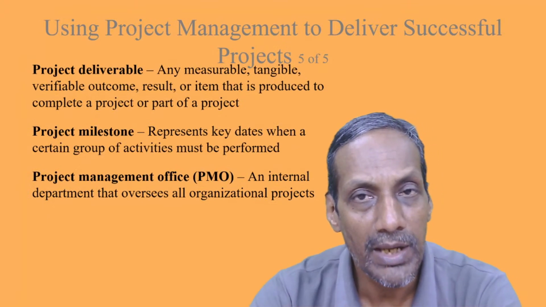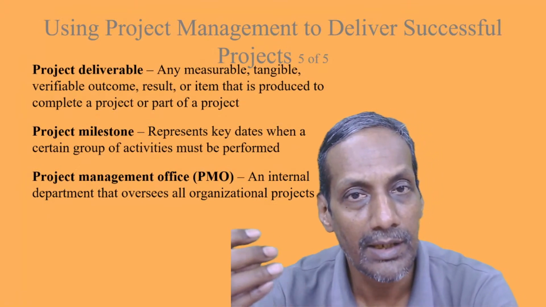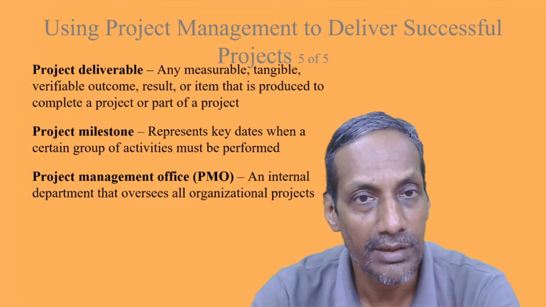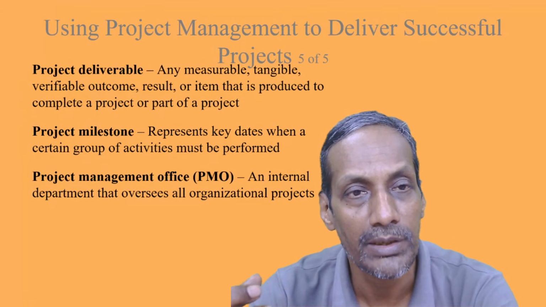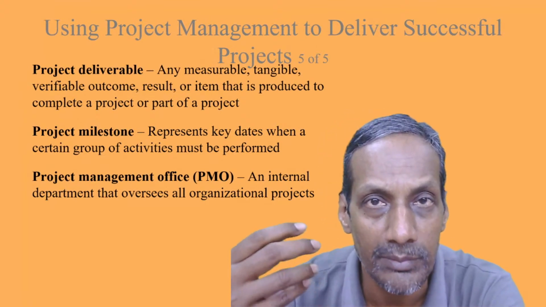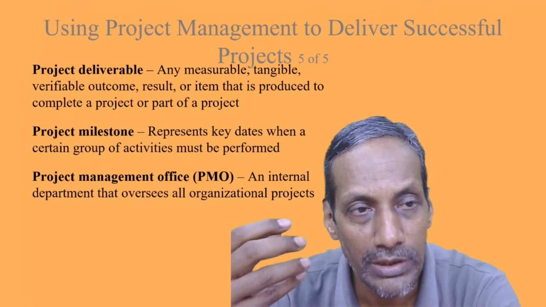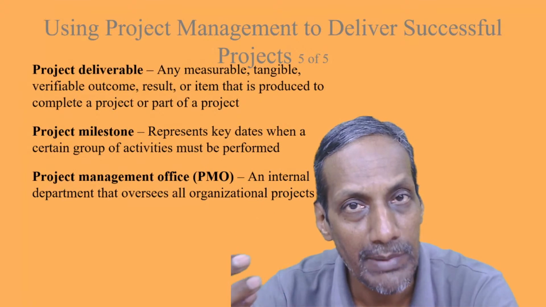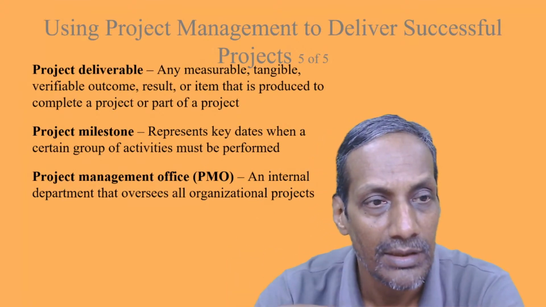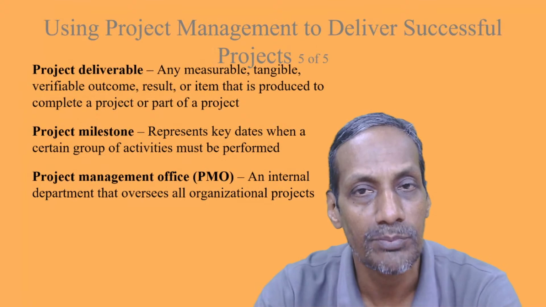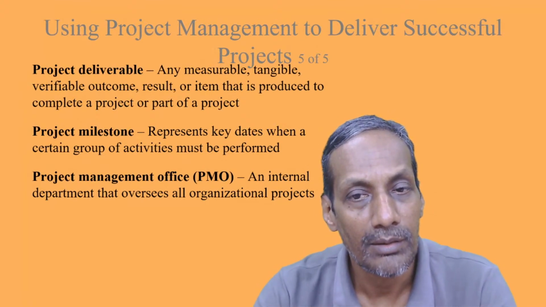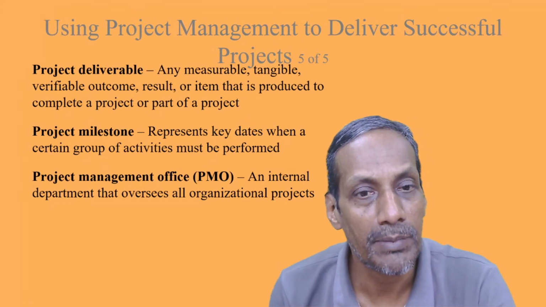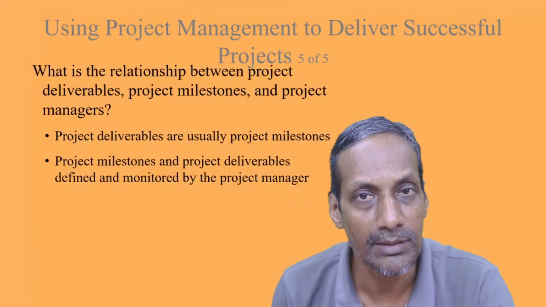You need to also keep track of the project deliverables, like any measurable, tangible, verifiable outcome, result or item that is produced to complete a project or part of a project. That is called a project deliverable. You also need to keep track of the milestones being achieved. The project milestone represents key dates when a certain group of activities must be performed. All this is done by a project management office, an internal department that oversees all organizational projects.